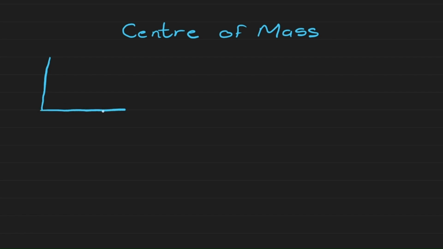So we have our Cartesian axis like this, and this triangular plate looks something like this. So this curve is y is equal to 2x, and this point is (2, 0).